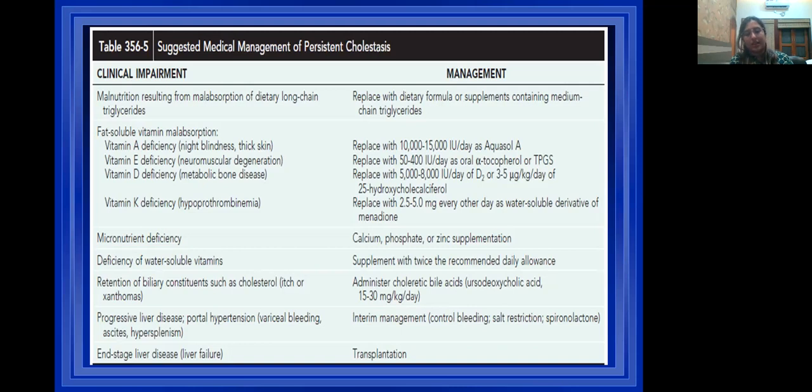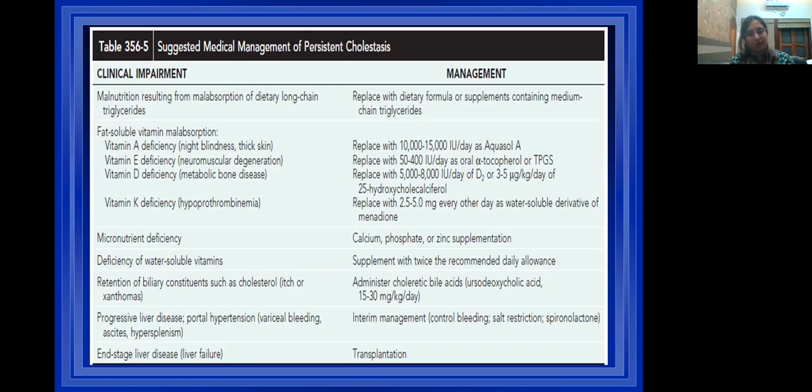And if there is progressive liver disease or portal hypertension like variceal bleeding, ascites, or hypersplenism, interim management is control of bleeding, salt restriction, and spironolactone. And in case of end-stage liver disease or liver failure, transplantation. So basically, in neonatal cholestasis, the highest and the gold standard treatment is going to be liver transplantation, but it can be stalled by the Kasai procedure.